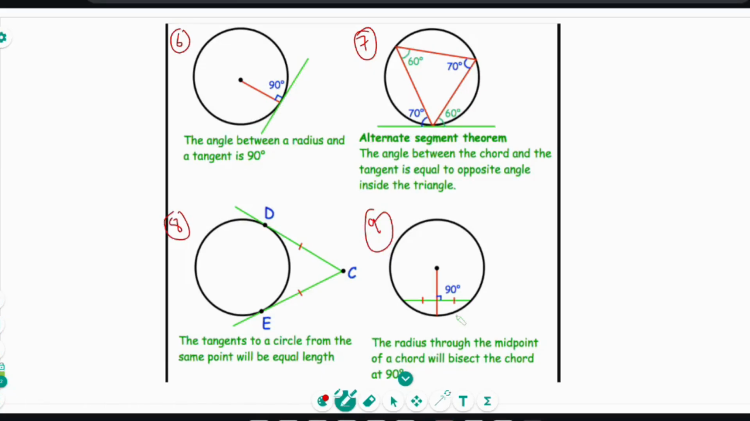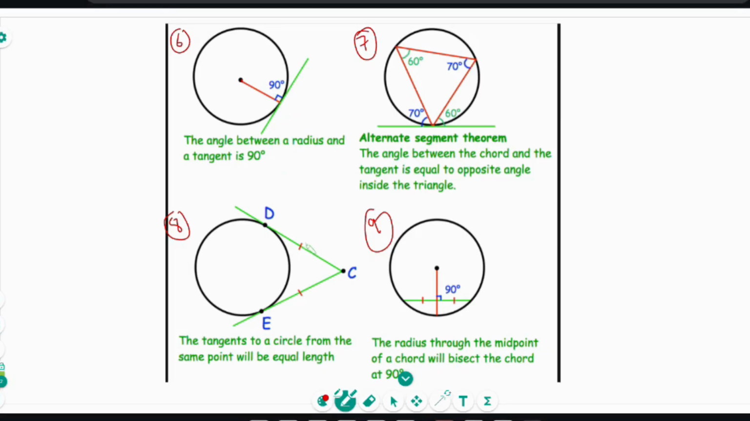Okay, so even though we only looked at 4 circle theorems before, don't forget I had my number 5 not a theorem. So we've got 6, 7, 8, and 9 are our tangent theorems. Let's just look at these. 7, we've discussed the alternate segment theorem. 6, the angle between a radius and a tangent is 90 degrees. So if you ever have a radius touching a tangent, it is 90 degrees.